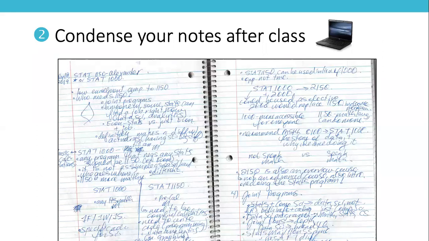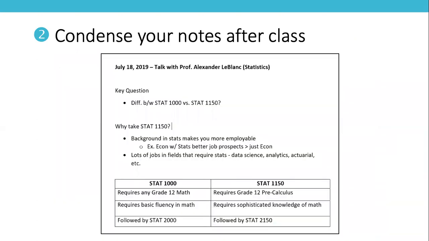And the second study strategy that we encourage you to think about is condensing your notes after class. So when you write handwritten notes in your notebook, they might look something like this. There's scribbles, information is all over the place. It's not the most organized. There's just a lot of information in here. And while you may feel like you completely understand everything in the moment, if you refer back to that notebook months from now, you may not remember all that information.